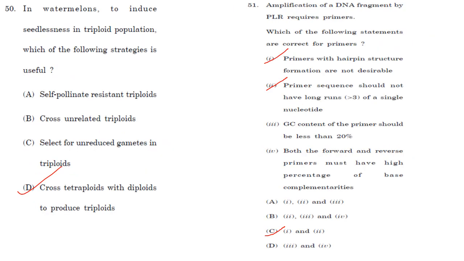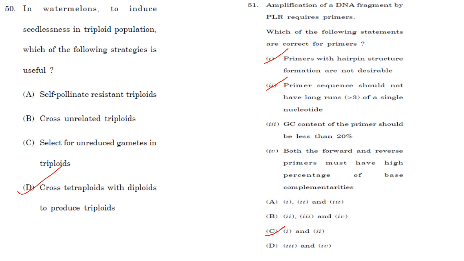Next one. In watermelons, to induce seedlessness in triploid population, which of the following strategies is useful? You have to cross a tetraploid with a diploid to produce triploid to induce seedlessness in triploid population in watermelons. Answer is option D.